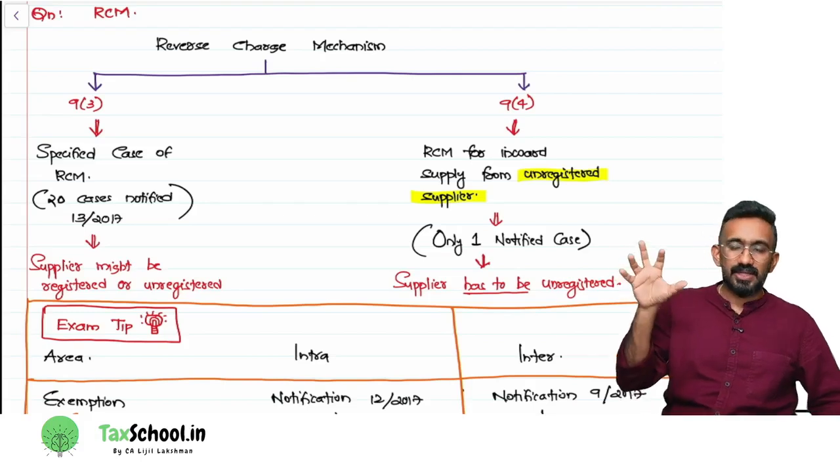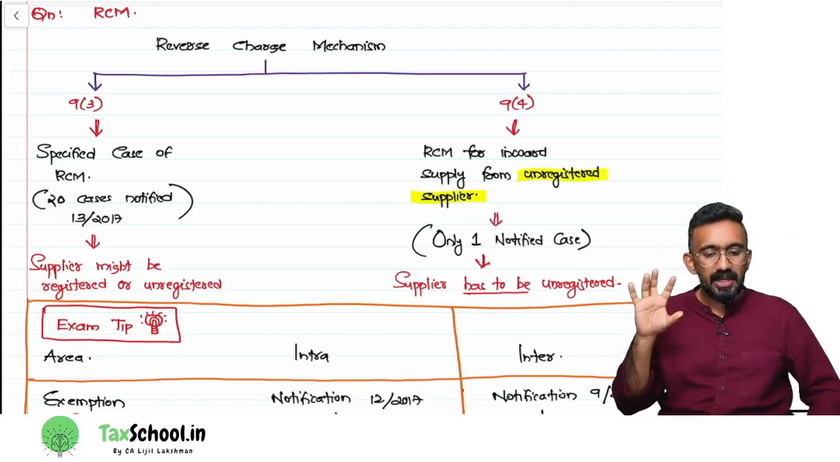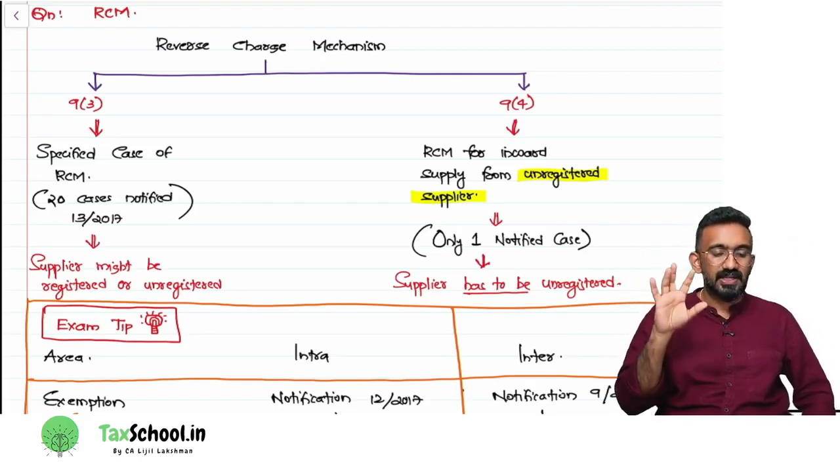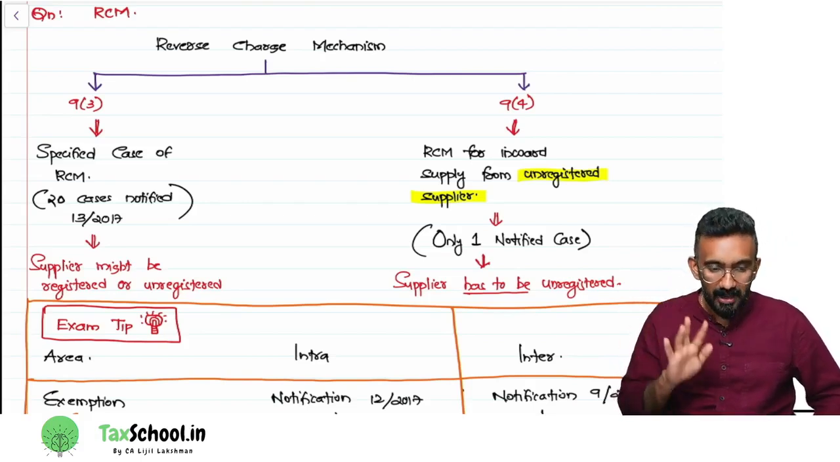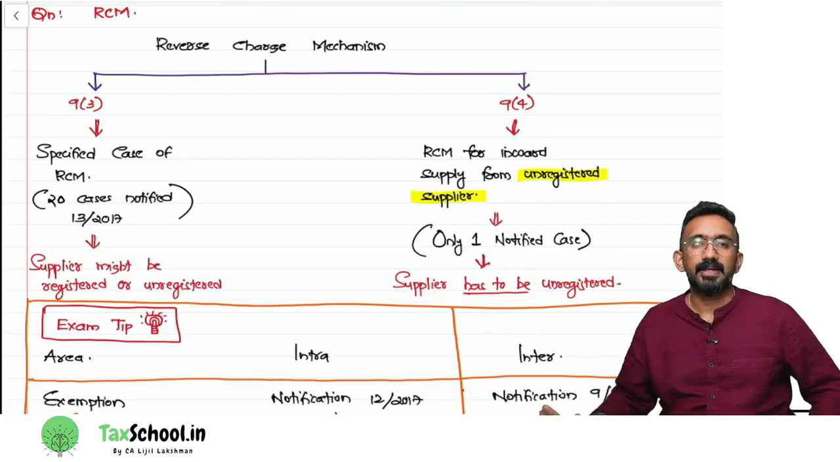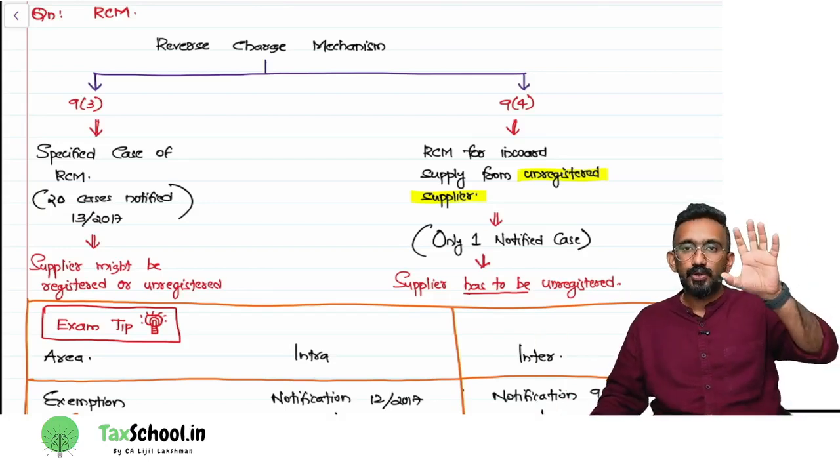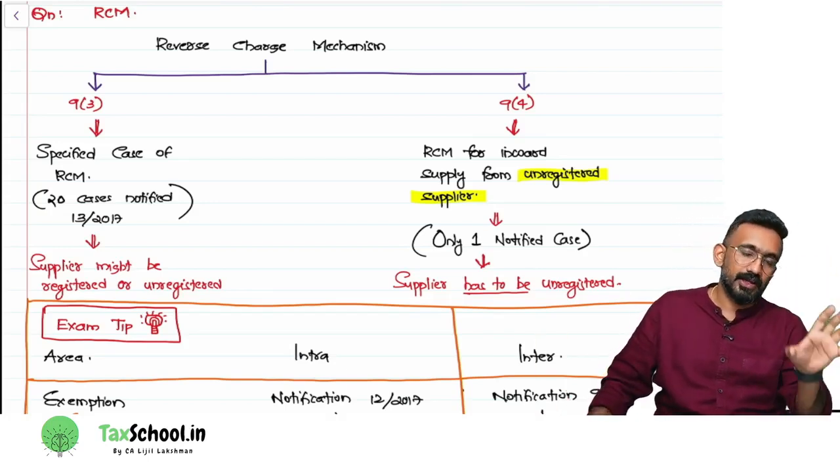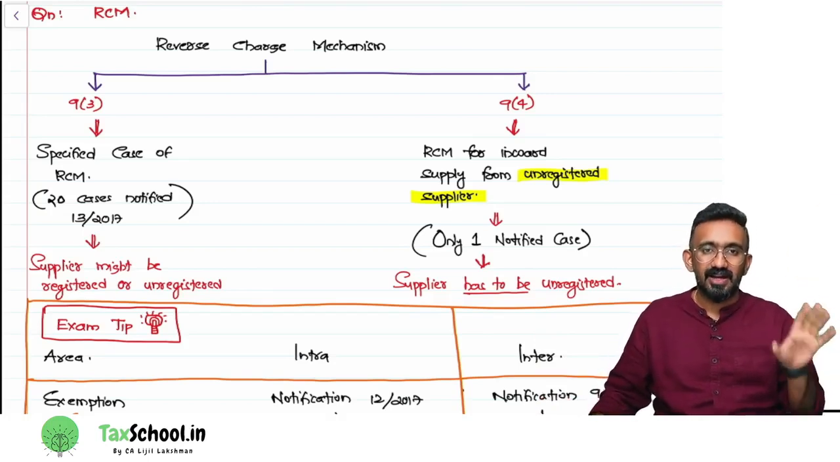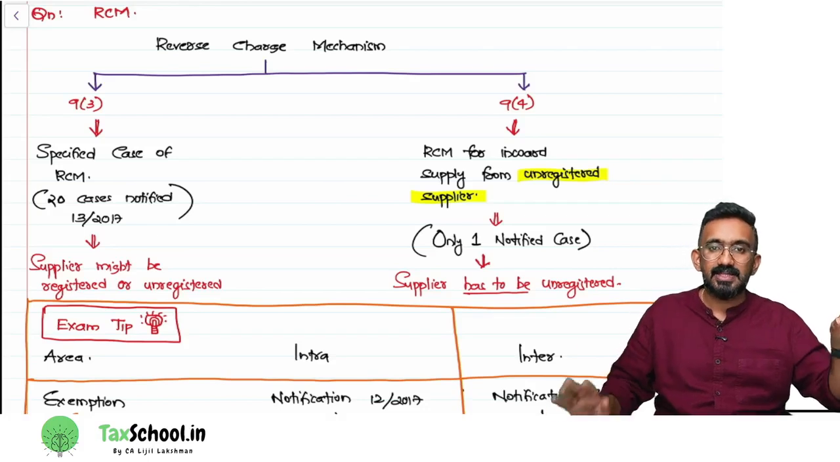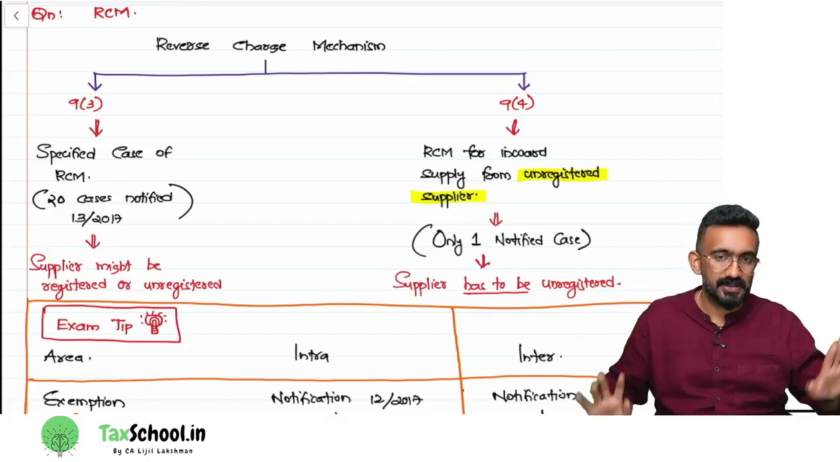Now, what are these sections all about? 9.3 and 9.4, both of these sections are giving power. Power is given to whom? Power is given by Parliament to government. What can the government do with this power? Government can actually notify. They can analyze an industry and notify. Instead of supplier, they can say, hey, in these cases, recipient, you pay taxes.